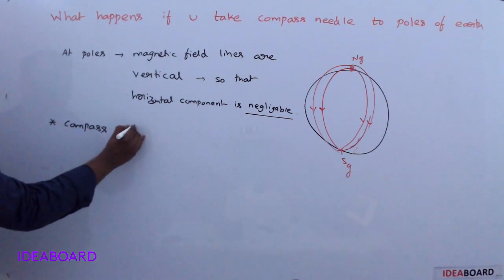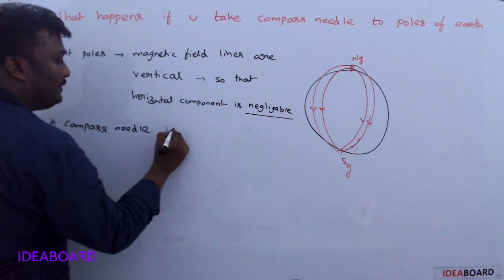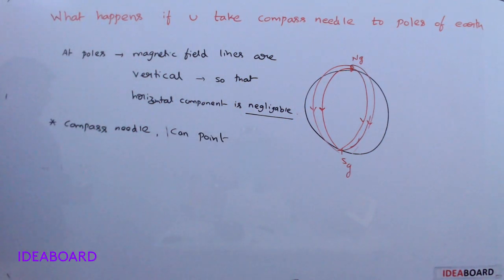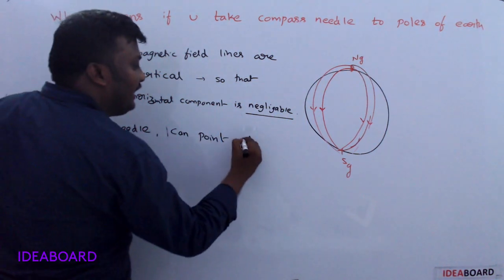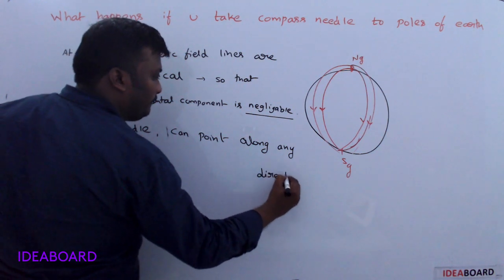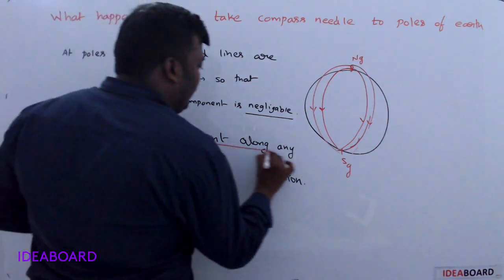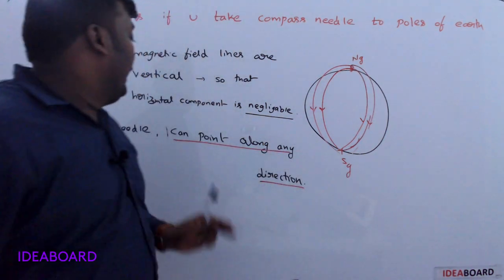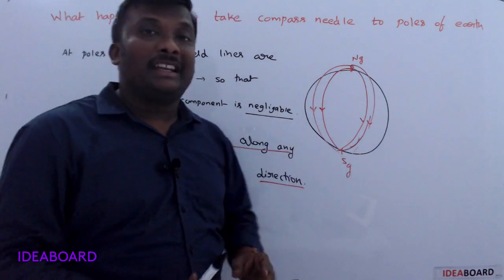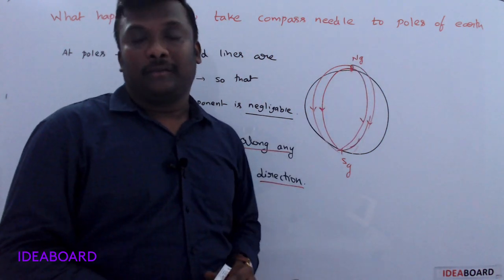Compass needle can point along any direction. So it does not show a particular direction. It can point along any direction. Okay, so compass needle is not useful at poles of the earth magnetic field.